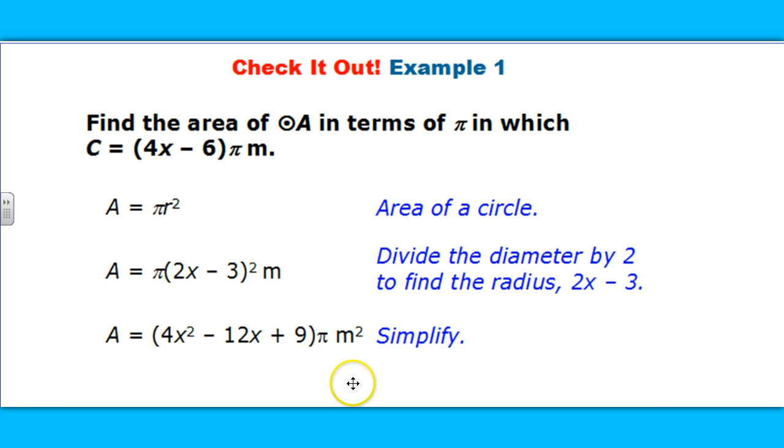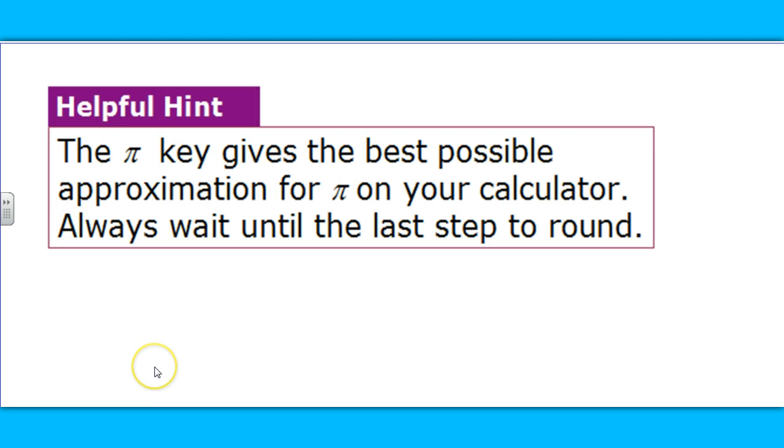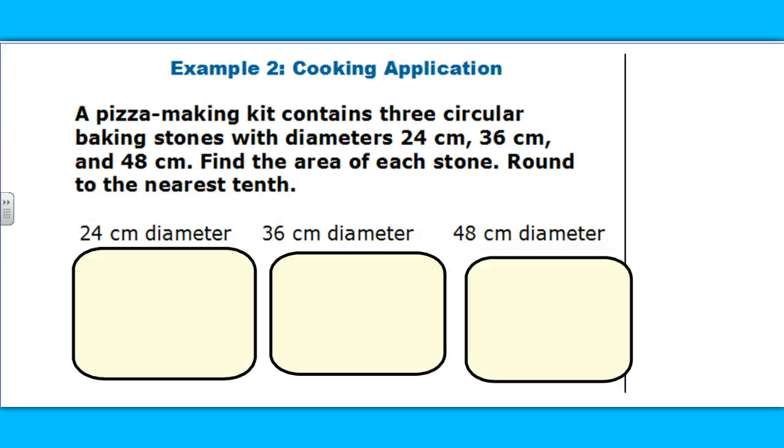And so we now have, after multiplying, remember this is the square of a binomial. You might want to expand that to 2x minus 3 times 2x minus 3. Hopefully you don't have 4x squared plus 9, the number one error, right? Don't forget there's a middle term when we have the square of a binomial. Remember, the pi key on your calculator gives you the best possible approximation for pi, and always wait until the last step to round. All right, and go ahead and try this cooking application. Come back and check your answer.